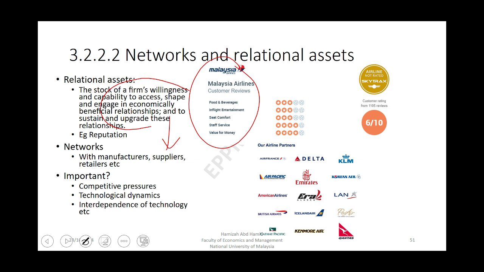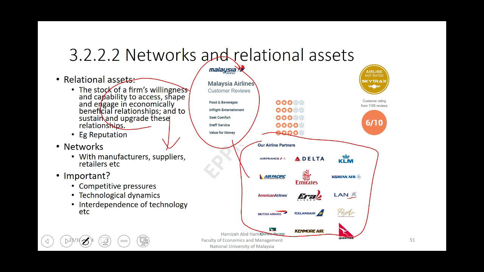First, they have to have reputation, so people will want to work with them. People or companies can work with them. So these networks can include manufacturers, suppliers, retailers. This is to relieve competitive pressure, technological dynamics, and so on.